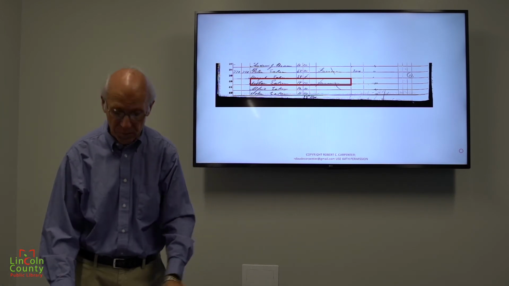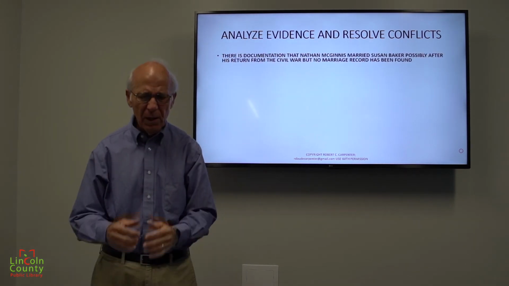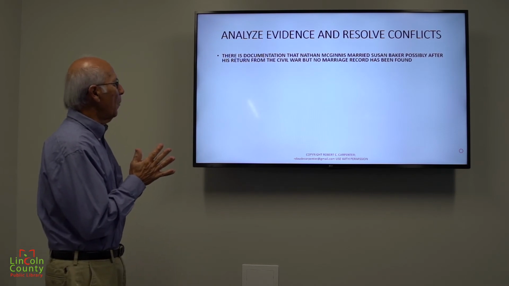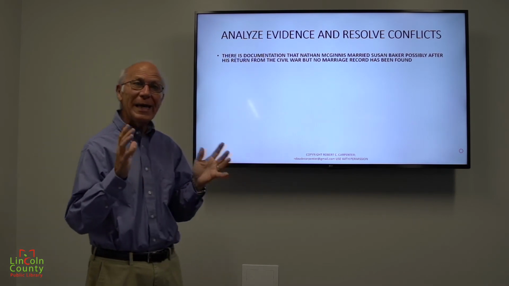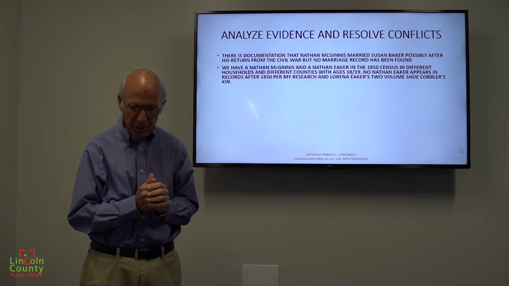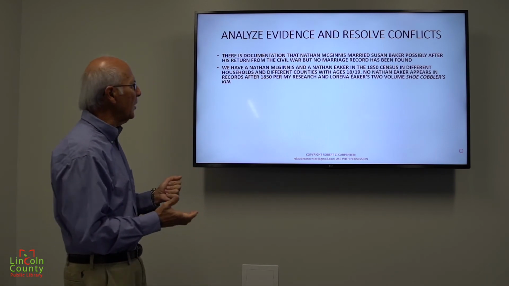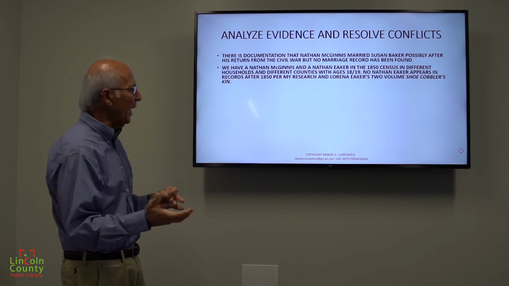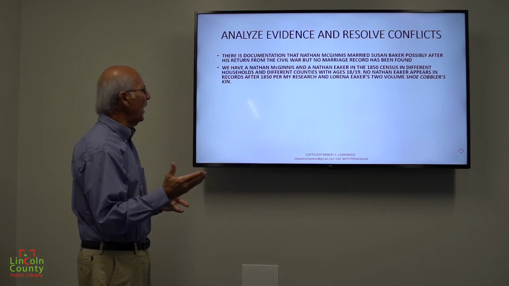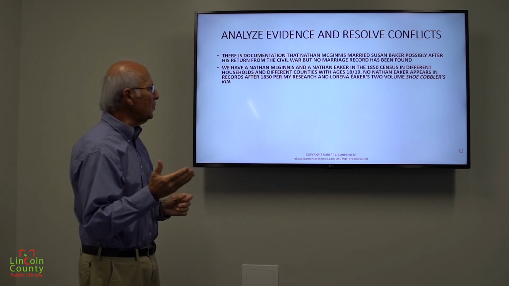So that tells us something's going on, but let's analyze it a little further and try to resolve these conflicts. There's documentation that he married Susan Baker probably after his return from the Civil War, even though no marriage record has been located for them. So we have a Nathan McGinnis and a Nathan Aker in the 1850 census, different households, different counties, age 18 and 19. Our research has indicated that no Nathan Aker appears in the record after this 1850 census record.